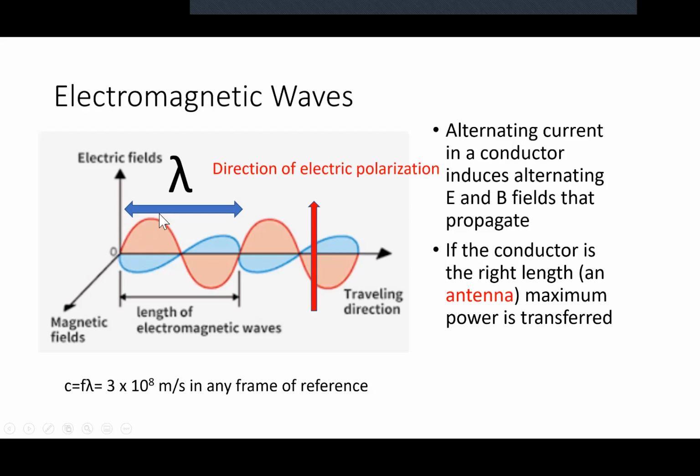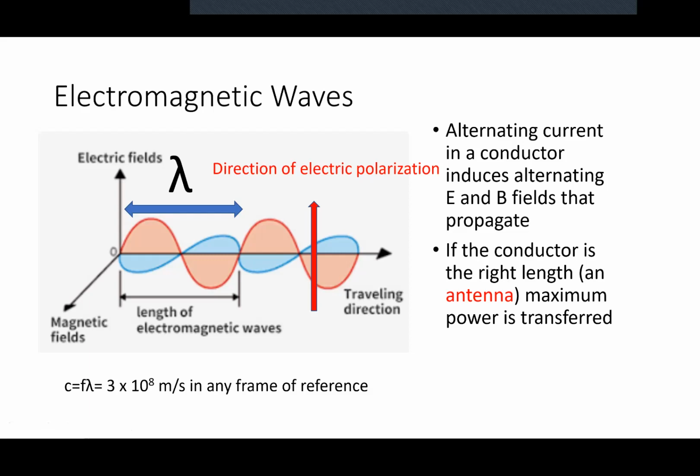The distance over which this repeats is just given by the time, which is 1 over the frequency of this oscillation, times the speed of light, and that defines a wavelength, lambda. So from the argument I've just given, you can see that the speed is the product of the frequency and the wavelength. And so this, of course, is the speed of light for an electromagnetic wave.